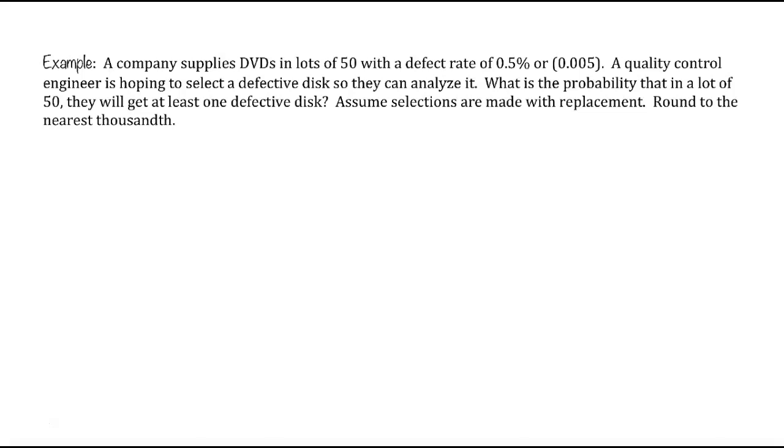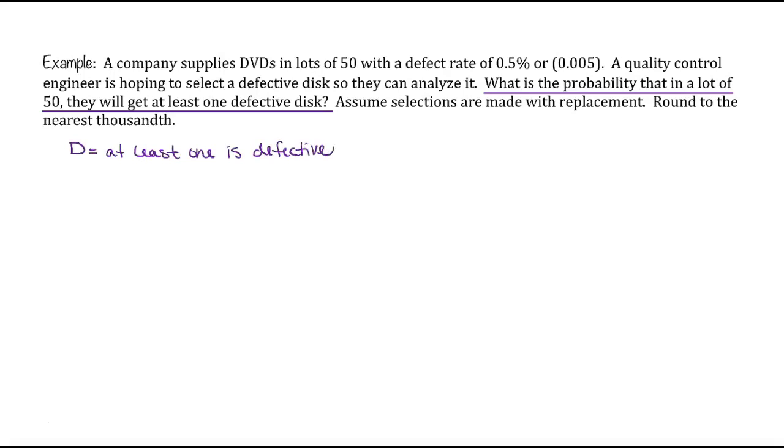We're going to assume that selections are made with replacement. That means there's the same probability of choosing a defective disc each time. The key part of this example is the question of what is the probability that in a lot of 50, they will get at least one defective disc. Let's describe this as our event D, and that will be the idea of at least one disc being defective.